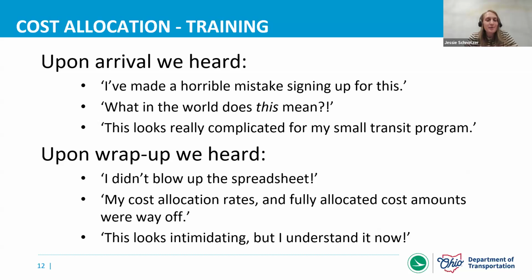But upon wrap up, what we really heard is some people exclaiming, I didn't blow up the spreadsheet, so nothing blew up. We had a lot of folks say my cost allocation rates and fully allocated cost amounts were way off. So it really gave them a better idea of, wow, I probably should get a solid number here. And although it looks intimidating, they understood it now. So a lot of people felt more comfortable doing the calculator and using it.